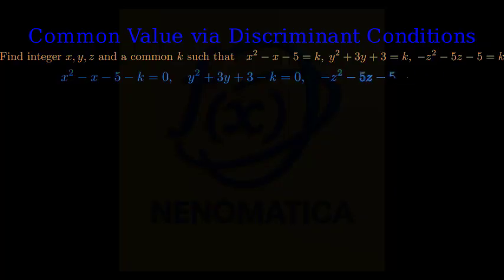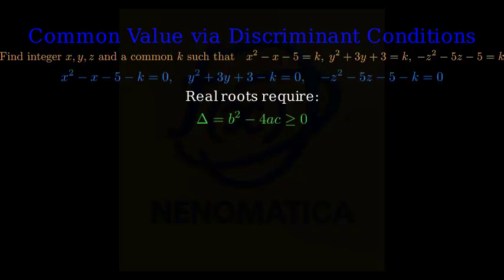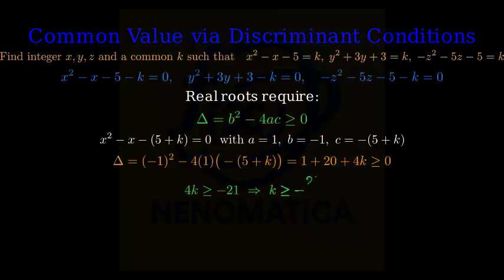Let us set each expression equal to k. Then move all terms to the left to view three quadratic equations equal to 0. These will have real integer solutions only if their discriminants are non-negative. Start with the first equation. The coefficients are a equals 1, b equals negative 1, and c equals negative 5 minus k. The discriminant is 1 squared minus 4 times 1 times the quantity negative 5 minus k. That simplifies to 1 plus 20 plus 4k, which is at least 0. Therefore, 4k is at least negative 21, and k is greater than or equal to negative 21 over 4.